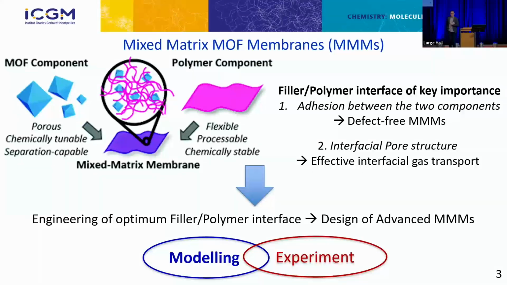Actually, another alternative solution is to now go for a mixed matrix membrane. And here the idea is to combine the best of the two worlds. Of course, you want to keep the selectivity of the MOF as well as the processability of the polymer and the chemical stability, etc.